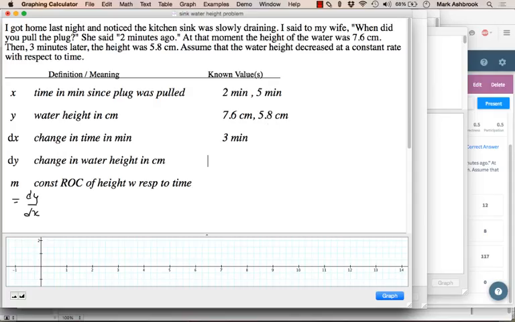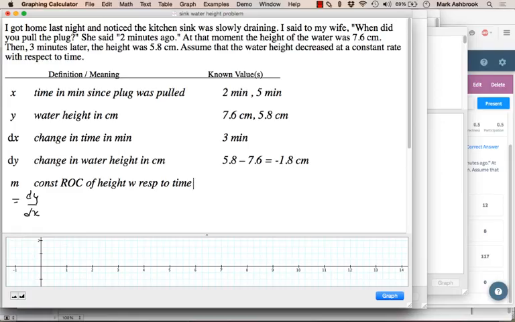I'll just write. And so how would we get the change in water height? Yeah. Okay, notice it's not just the bigger one minus the smaller one, right? It's final minus initial, not just the bigger minus the smaller. So we get negative 1.8 centimeters. I'm just listening to you guys. Okay?